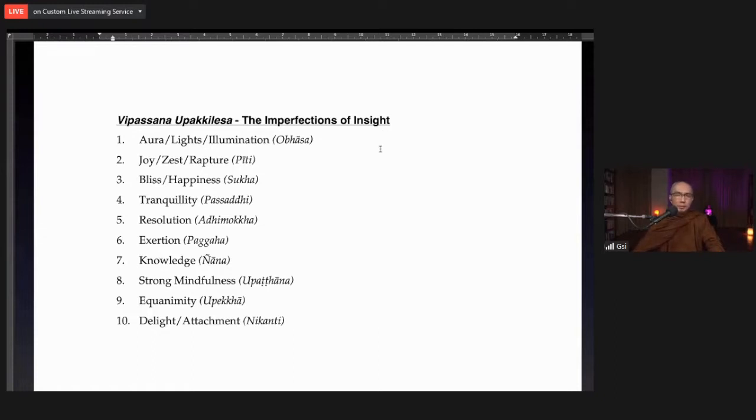Now, this upakilesa, you cannot say it's upakilesa. Upakilesa is only when you delight in it. Later on, when you go into higher, deeper insights, this type of tranquility, bliss, and joy still comes in. But at that time, because your noting mind is sharp and strong, the craving or the nikanti or the delight, number 10, doesn't come in.